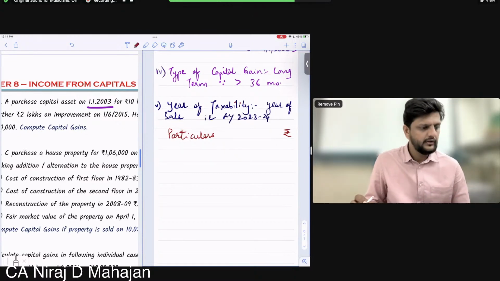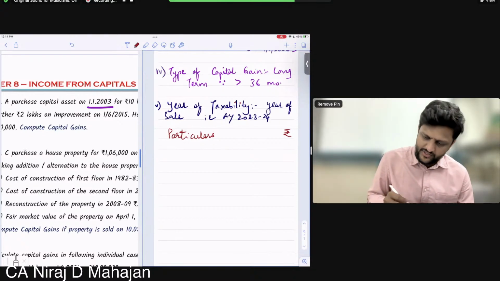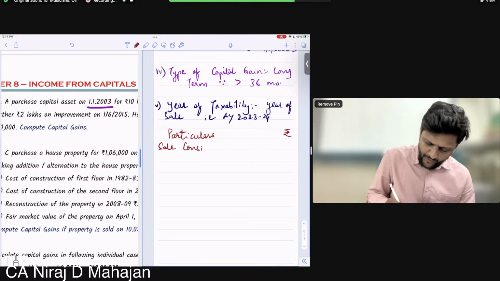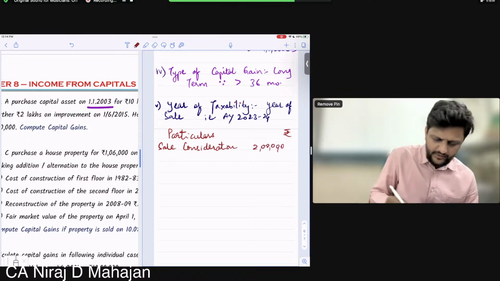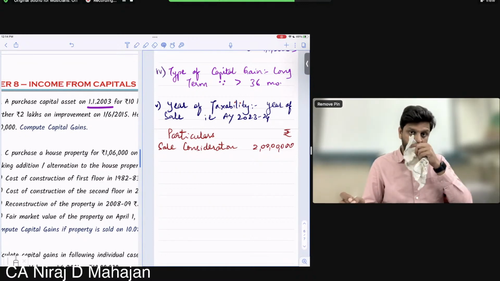First one. What was the first thing we should write? Gross sale consideration or sale consideration. It is sold for 200 lakhs, that is 2 crore. Okay, everybody?